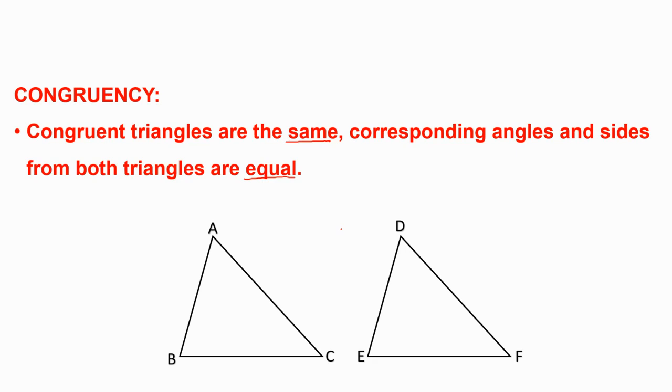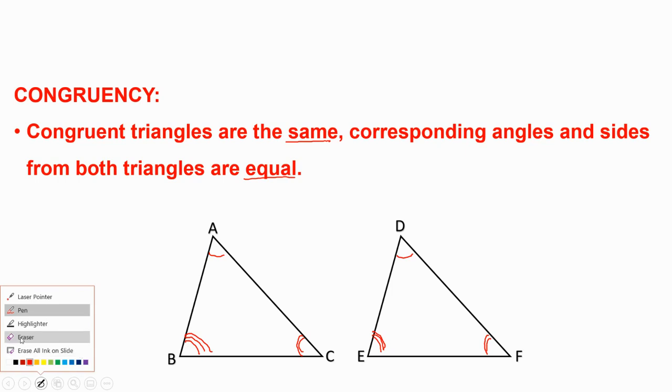What do I mean by that? When I'm saying corresponding, remember, we also talk about corresponding angles in the geometry of straight lines. But here we're saying that if angle A corresponds with angle D, it means they are equal. Angle C goes with angle F, they are equal, and angle B goes with angle E. So that's what we mean by corresponding angles. We're comparing these angles from one triangle to the other triangle. Don't forget that. Let me just erase this and we continue with our lesson.